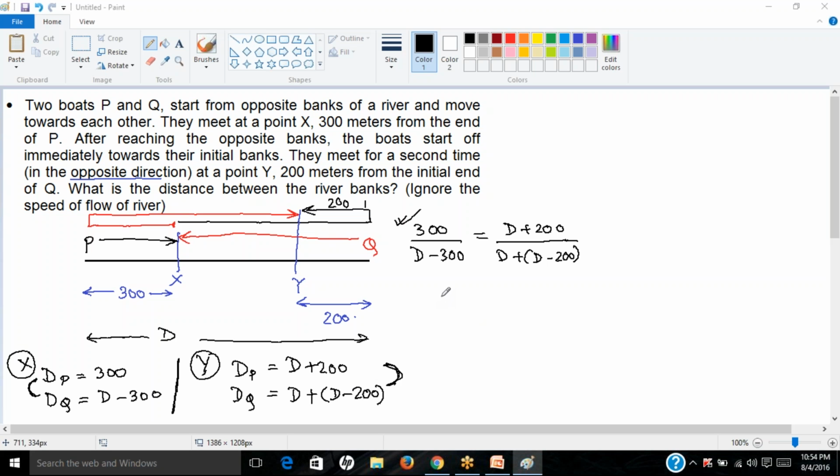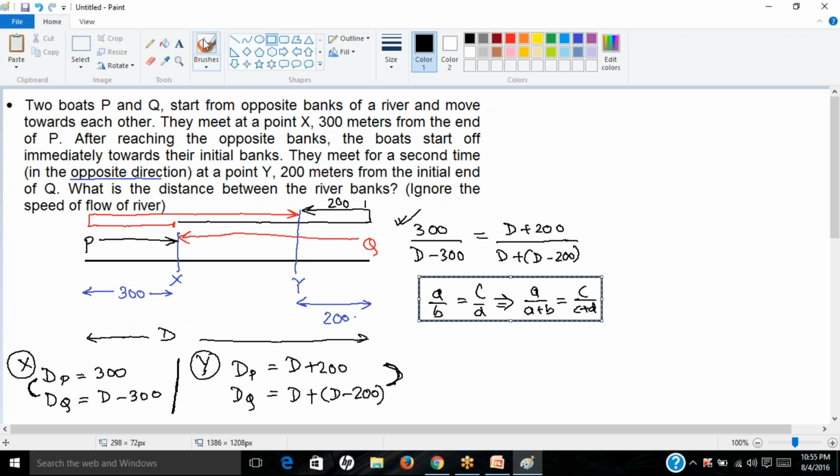Have you heard of something called componendo dividendo? If A upon B is equal to C upon D, it clearly implies that A over A plus B must be C over C plus D. It's a very important property of ratios. We'll use that. How? Very simple.